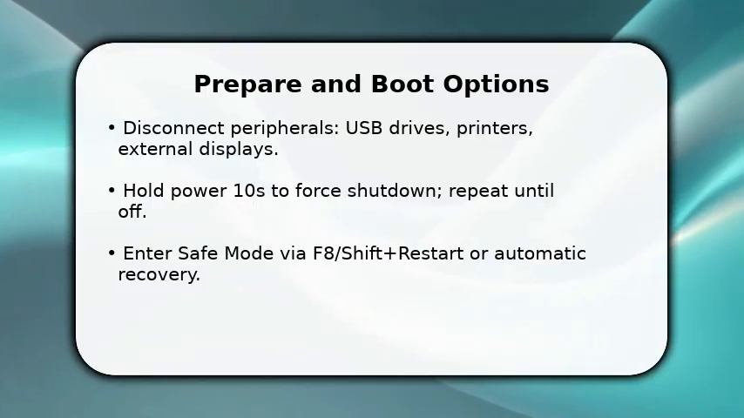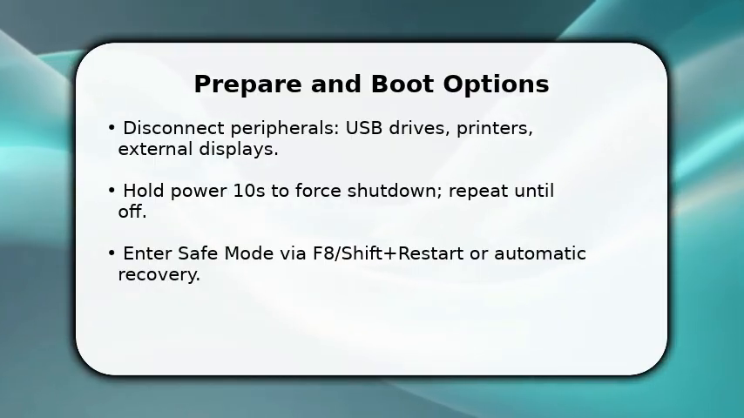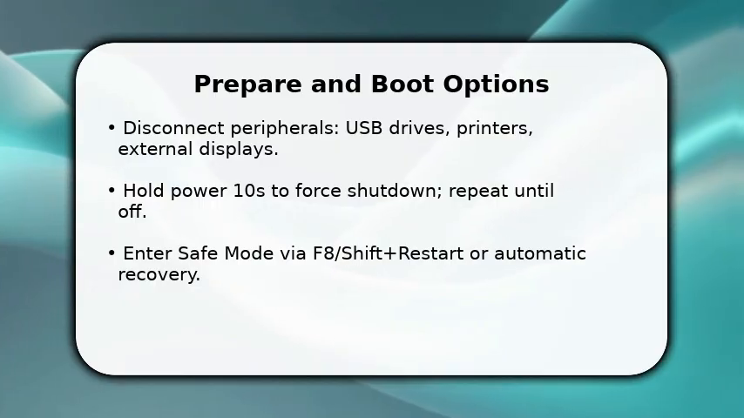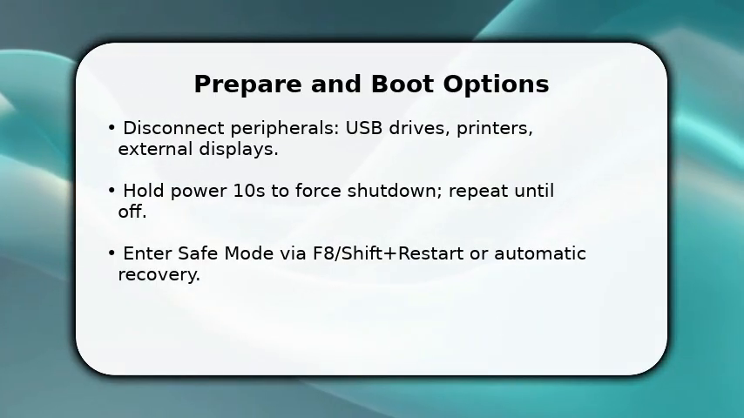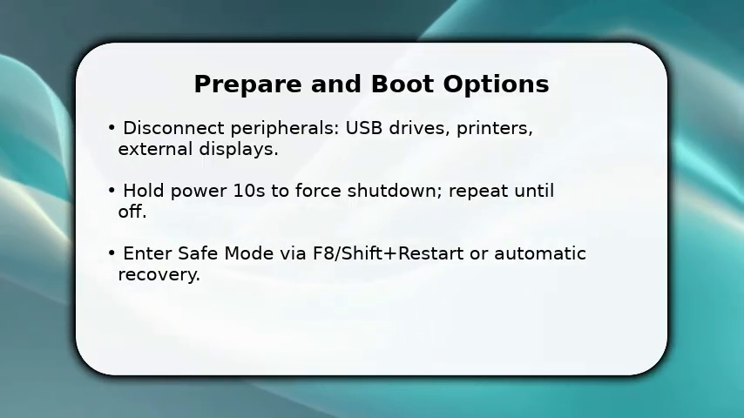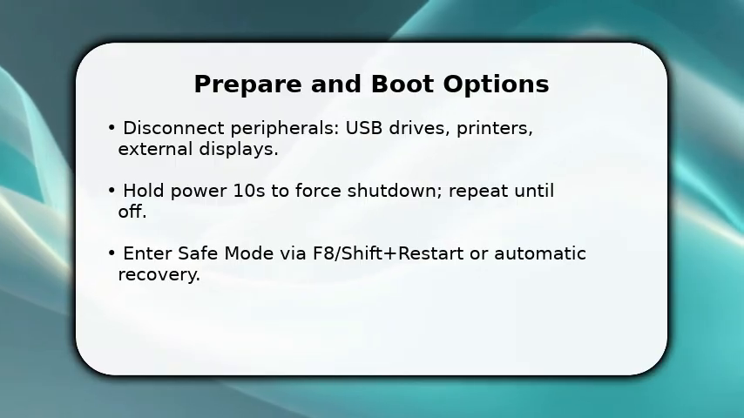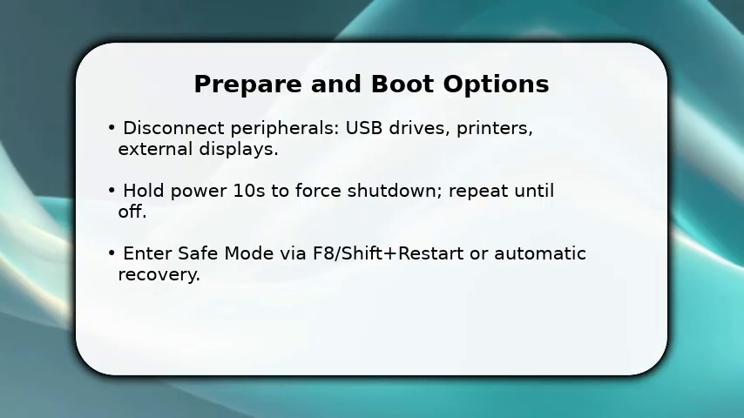To start, disconnect all non-essential peripherals and hold the power button for 10 seconds to force a shutdown if needed. Once the PC is off, boot and trigger Windows recovery by pressing F8 or using Shift plus restart from the sign-in screen. That opens advanced options. Choose Troubleshoot, then Advanced Options, then Startup Settings to enable safe mode.